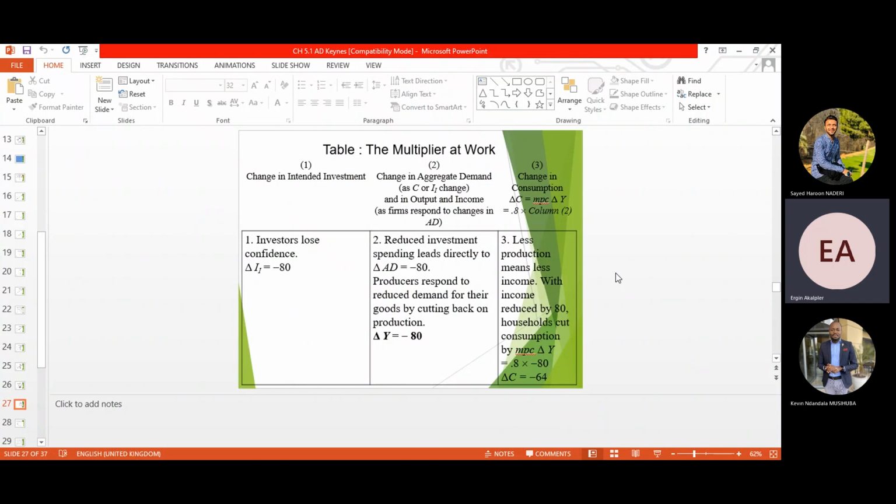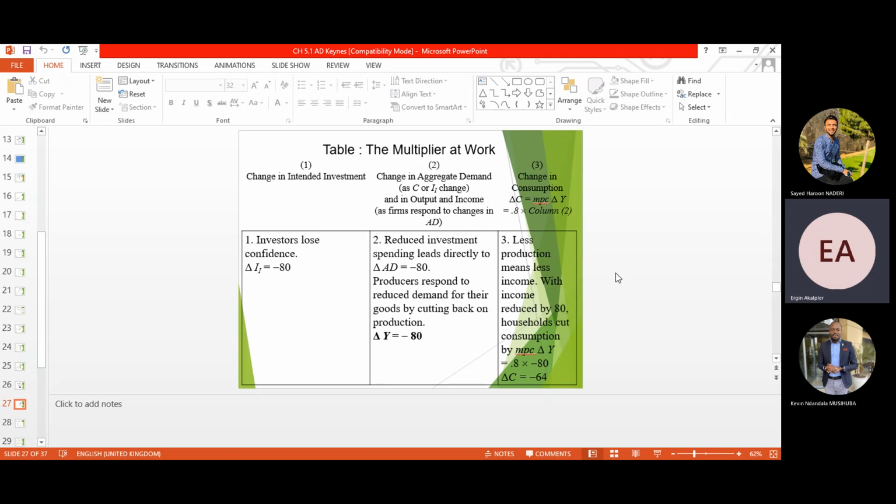And the multiplier is given here: the change in the intended investment, the change in the aggregate demand, as it is given, C plus I, sorry, and in output and income is given in the aggregate demand, and the consumption, so-called the differentiation of the consumption and the differentiation of the aggregate demand is represented here.